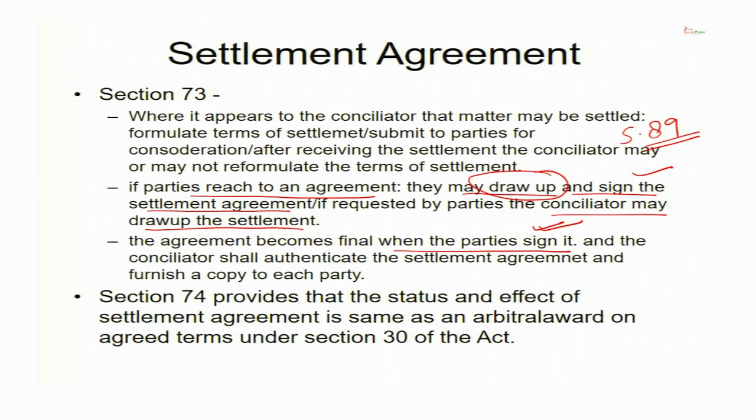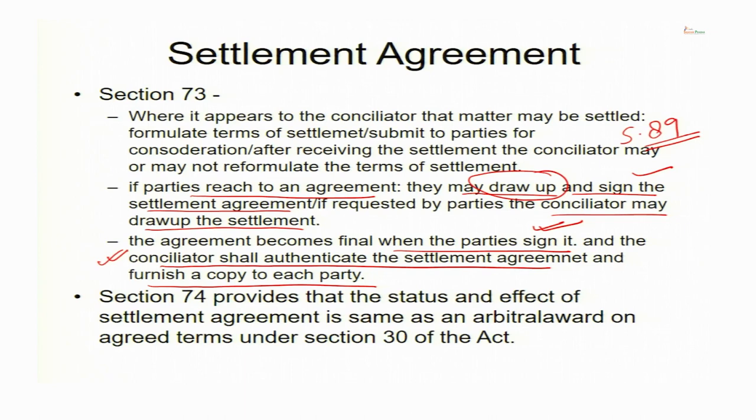Not only that, the conciliator has to authenticate the settlement agreement. He has to put his signature and authenticate it. Second requirement. First, parties have to sign it. Validity. Second, conciliator has to authenticate it. And third, conciliator has to furnish a copy to each party.